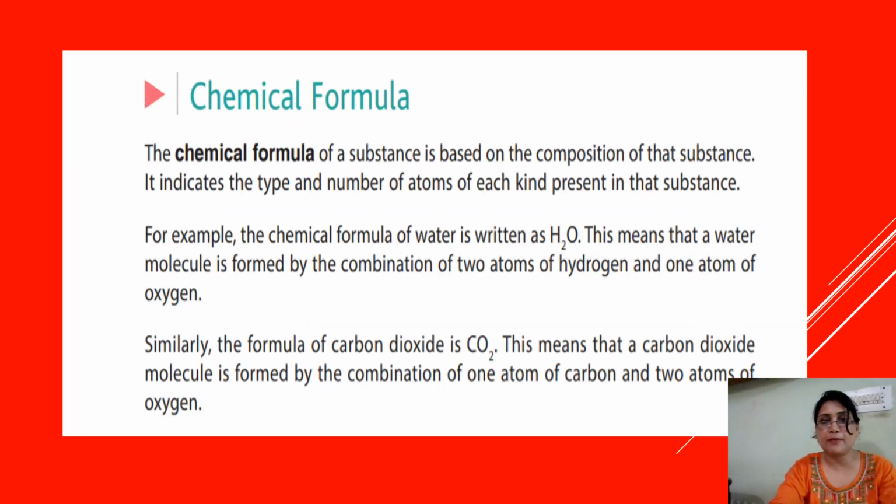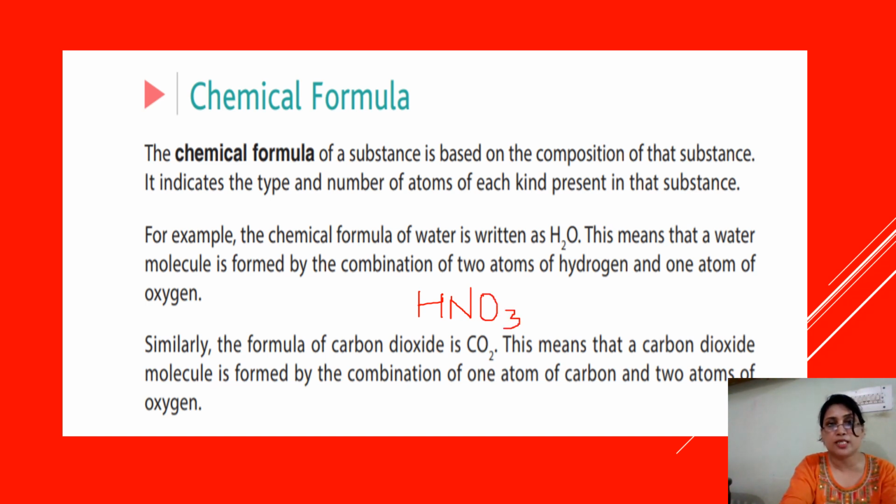Now, what is chemical formula? This is where we need the chemical symbols. Chemical formula of a substance is based on the composition of that substance. It indicates the type and number of atoms of each kind present in that substance. Suppose I take one example of HNO3.